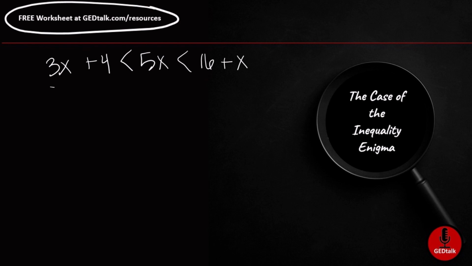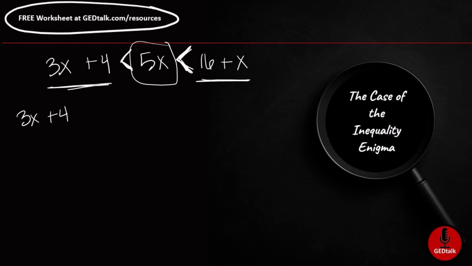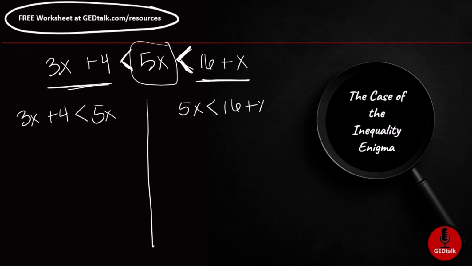Well, notice that both the left side and the right side have this 5x in common, right? The relationship they have to the 5x is being represented by these two inequality symbols right here. So when you want to solve for it, you're going to split the compound inequality up. And so we're going to have 3x plus 4 is less than 5x, and then on the other side, 5x is less than 16 plus x. And then all you need to do is solve for the x.